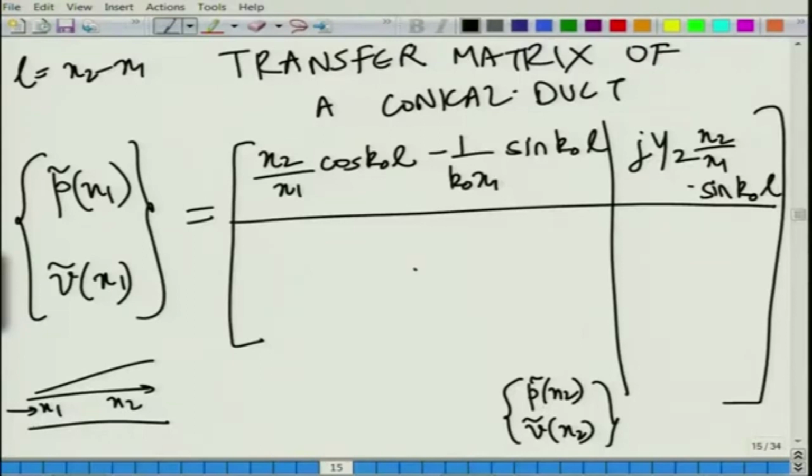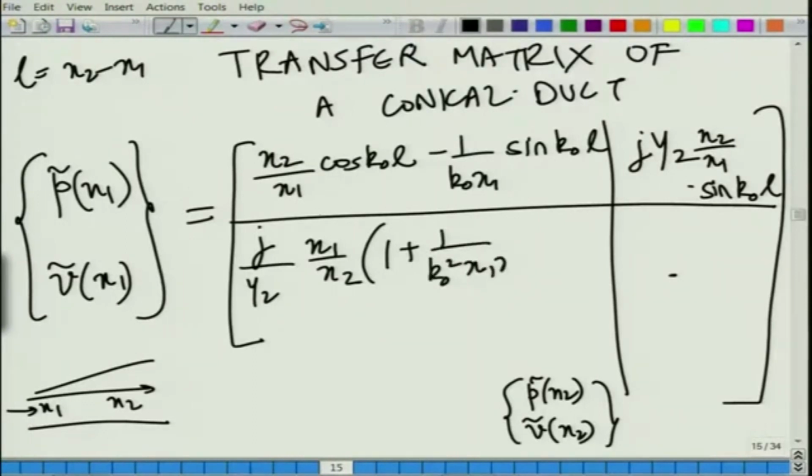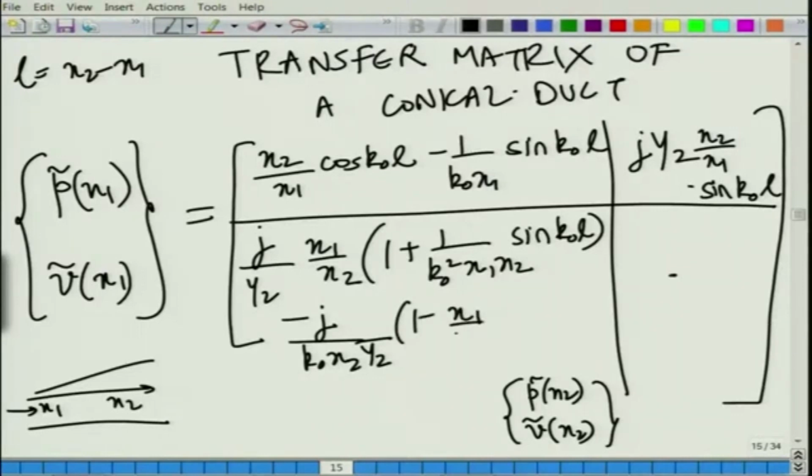So, these two terms, what are those? Those are j times Y2 into x1 by x2 into (1 plus k0 squared x1 x2) into sine of k0 L, minus j times k0 into x2 times Y2 (1 minus x1 by x2) into cos of k0 L. We get this, and then what do we get?